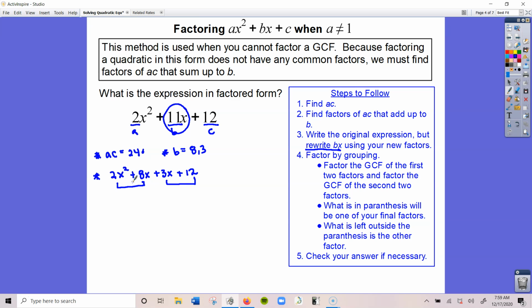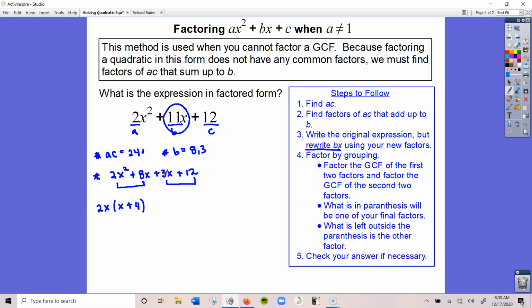So now, just like we did earlier, we're going to look at these two terms only, and see what is the greatest common factor for these two terms. 2x squared and 8x are both divisible by 2, and they both have at least one x in common. So when I factor out a 2x, I have one x left because I took one out, plus 4. And since I already took out the x, I don't need to write x here.